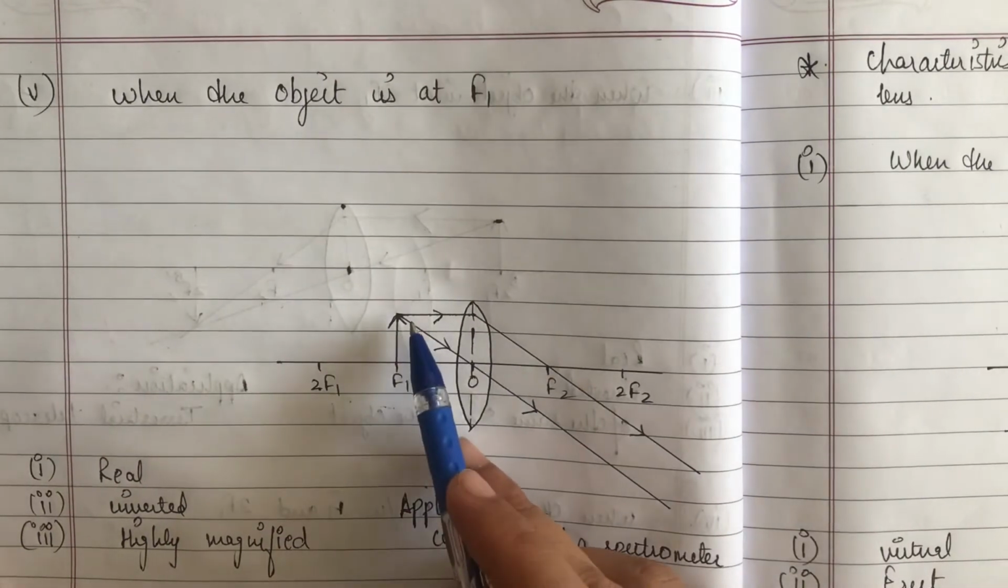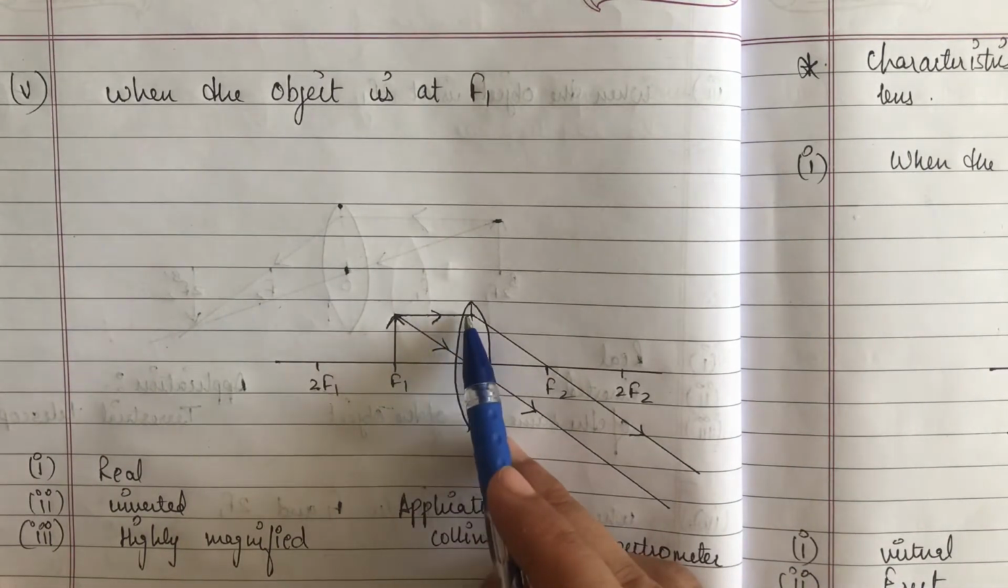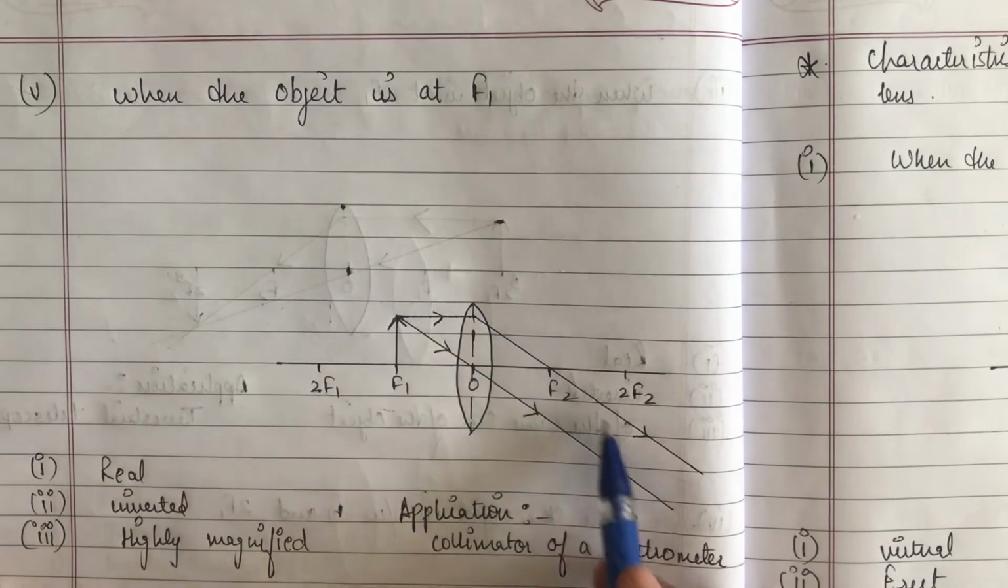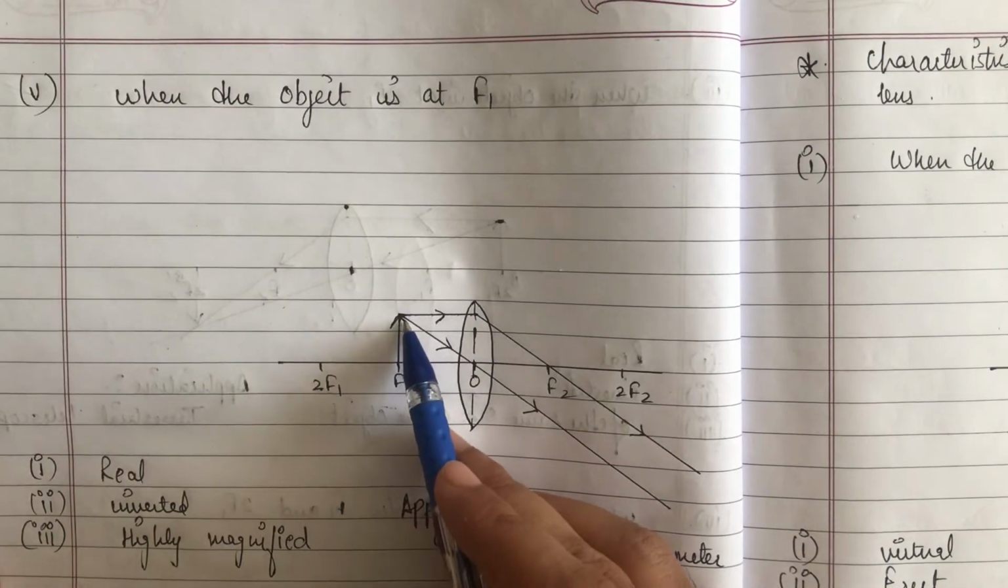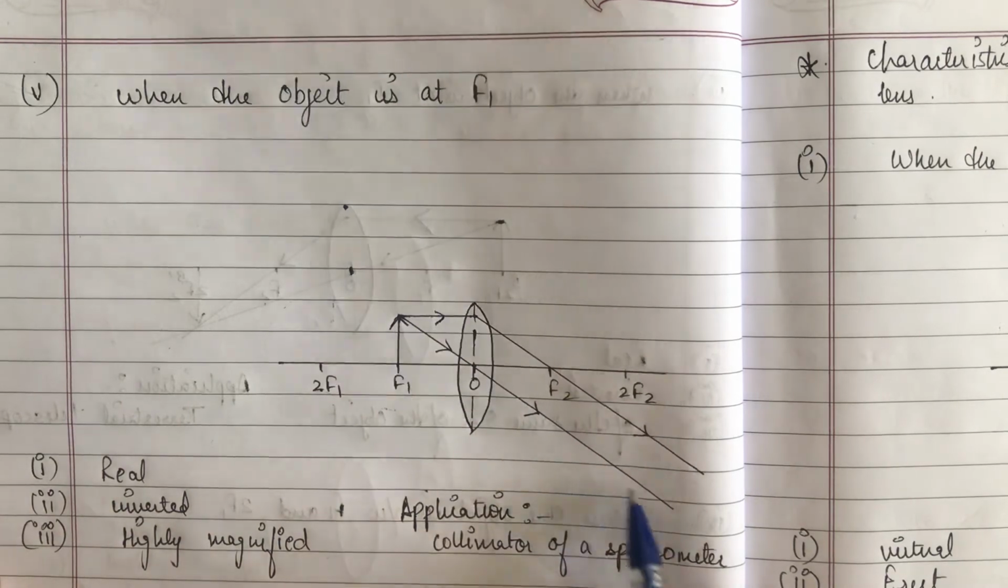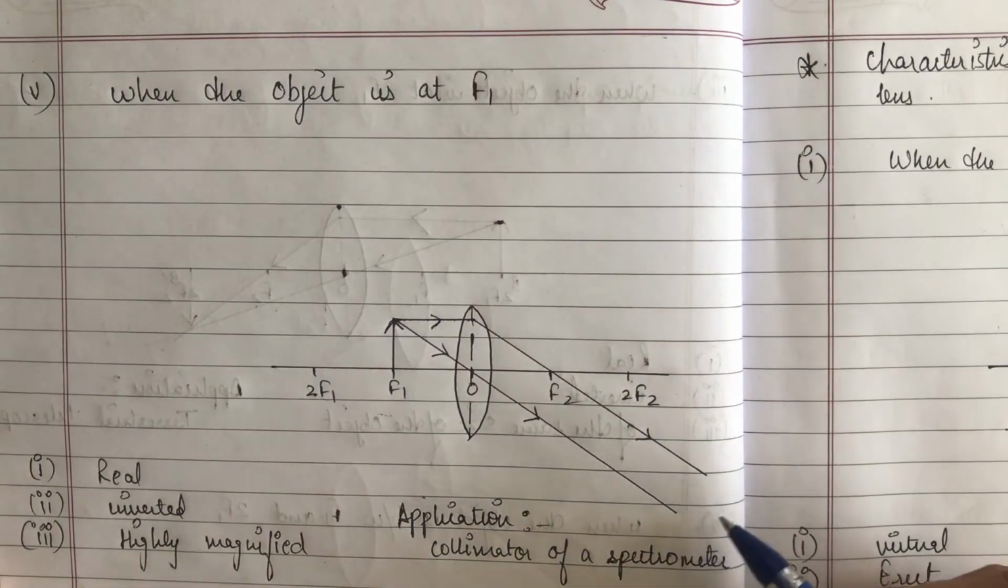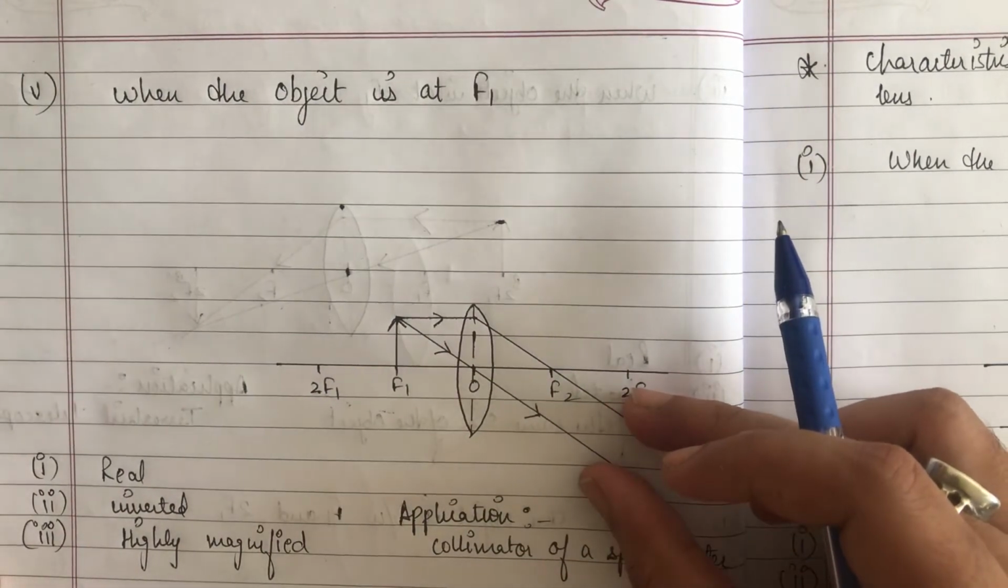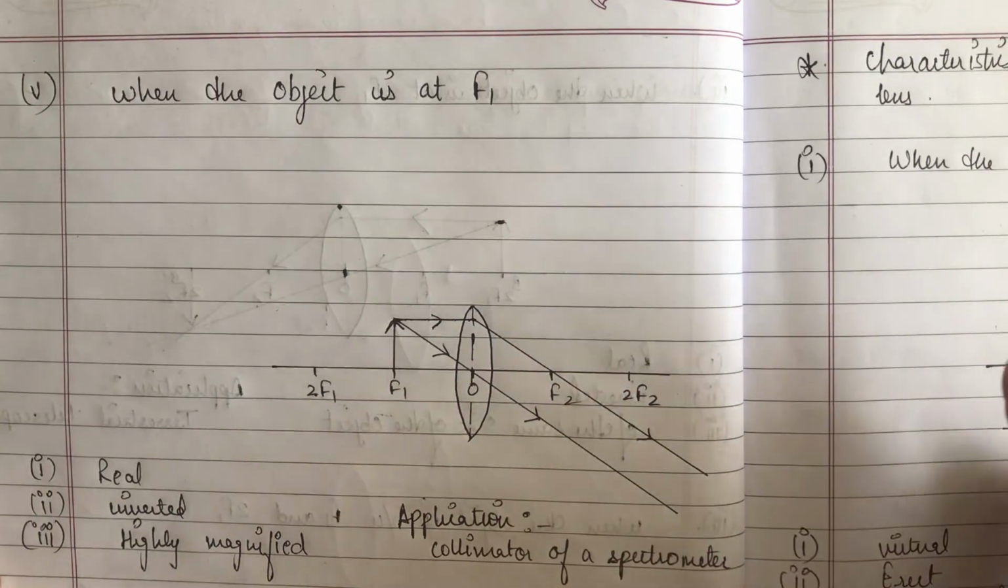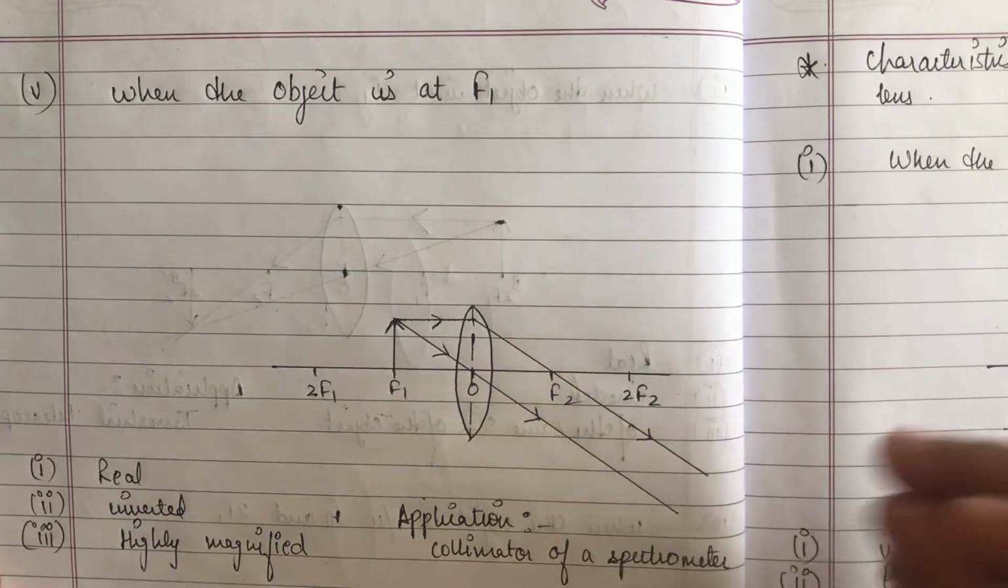Okay, then the first ray parallel to the principal axis, we know it will pass through the focus. Second ray, if it passes through the optical center, it goes undeviated. Okay, these two rays we have taken. So in this case these rays, they'll meet at infinity. Okay, means the image will be formed at infinity.